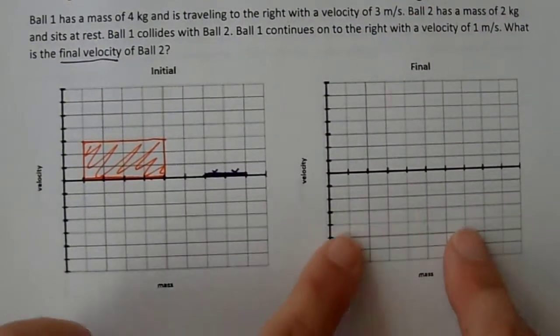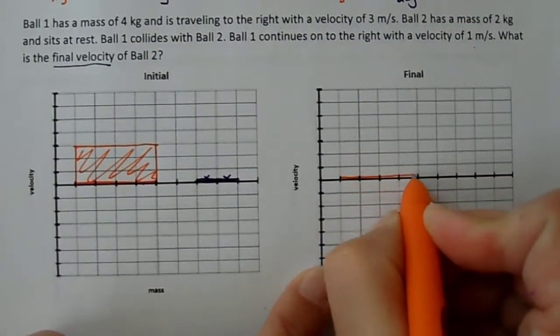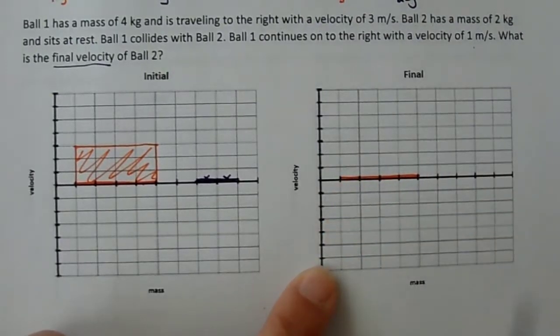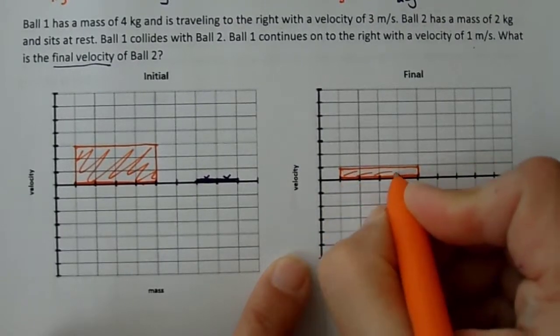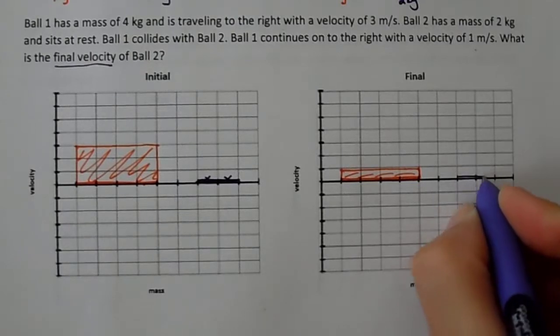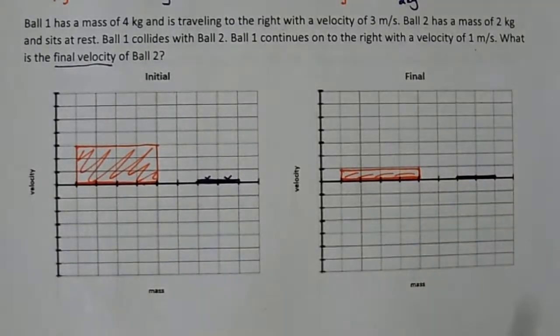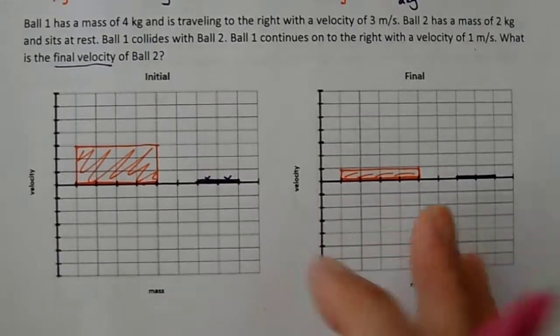So we're going to come over here to our final conditions, and we're going to go over 4 again because that is the mass of ball 1. And ball 1 is still moving, but it's moving at a velocity of 1 meter per second. And ball 2 is over here, mass of 2, but now we don't really know our velocity. So how are we going to do that? So this is where that conservation of momentum comes in.